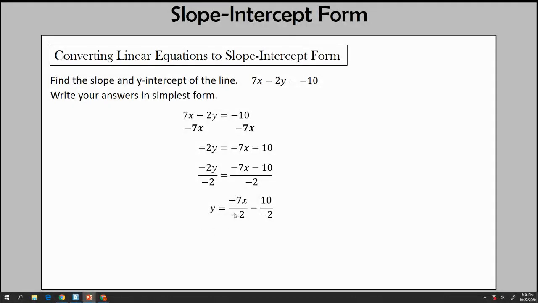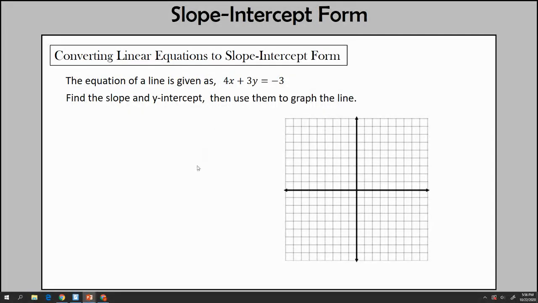Negative 7x over negative 2 is really just 7 over 2 times x. That x in the numerator can be written next to the fraction, with the fraction as a coefficient. That's my slope. And then minus 10 divided by negative 2 is negative 5. So in the end, I'm going to get 7 halves x plus 5. Minus a negative is plus. So I know my slope is 7 halves, and my y-intercept, sorry about that, should be positive 5, not negative 5.